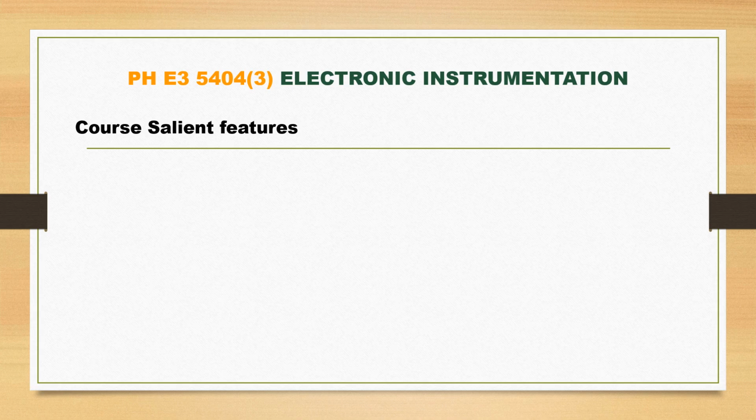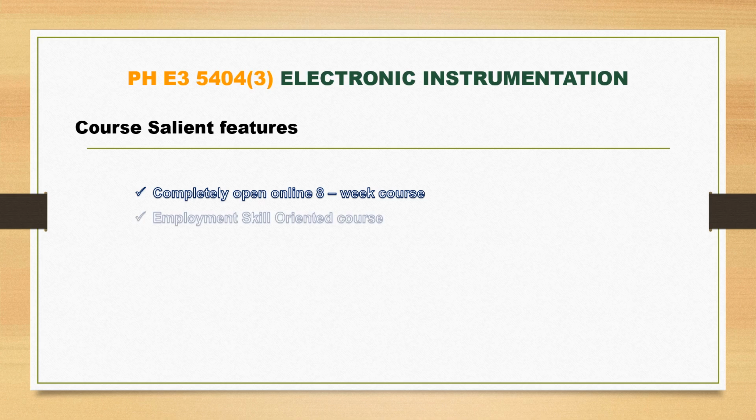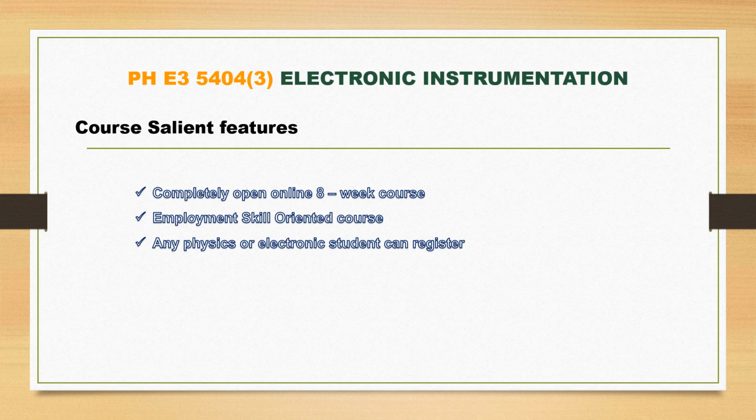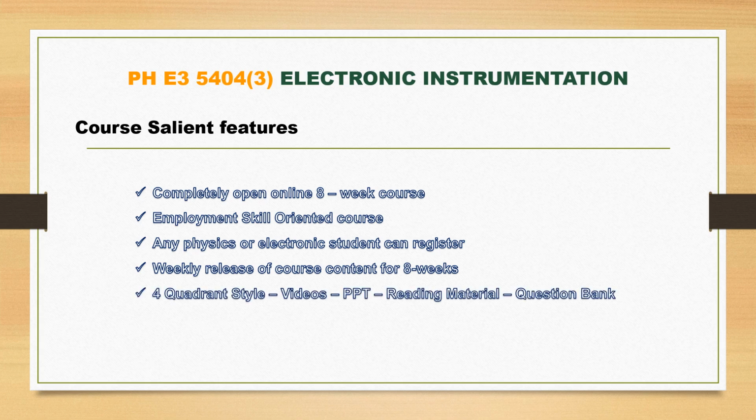Course salient features: completely open online 8-week course. It is an employment skill oriented course. Any physics or electronic student can register. Weekly release of course content for 8 weeks. It is a 4-quadrant style. It has videos, PPTs, reading material and question bank. An interactive discussion forum is there.